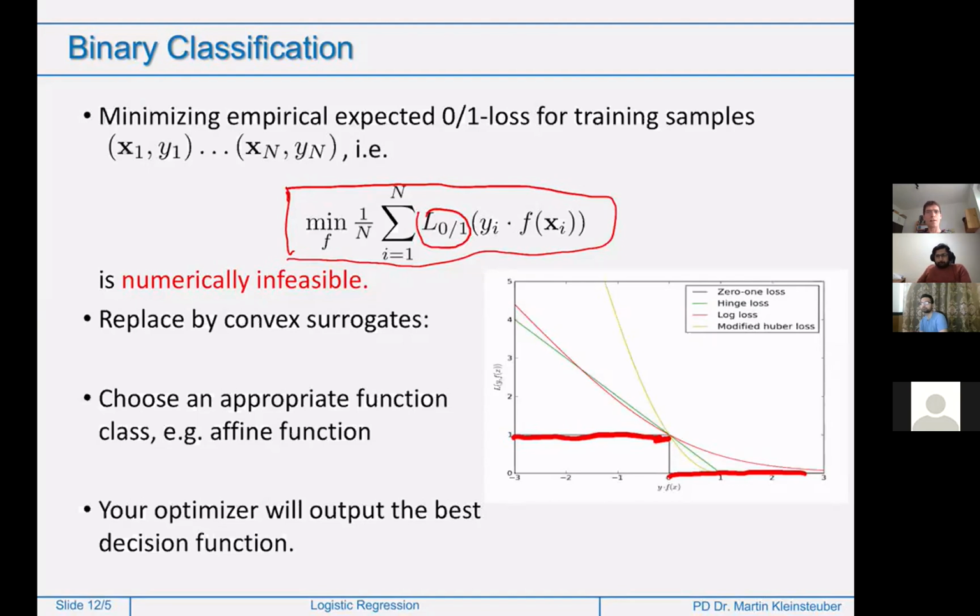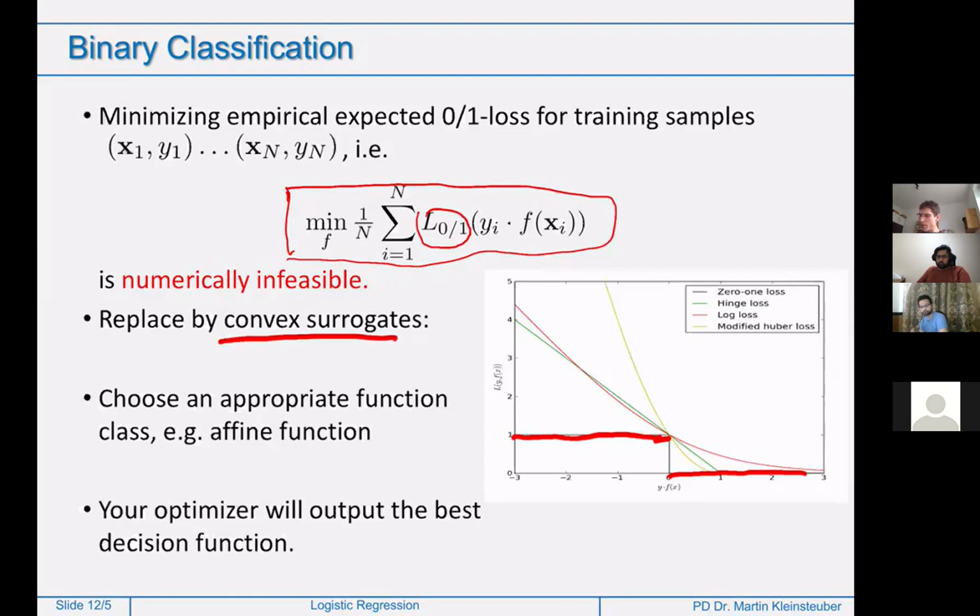So that's the idea. And one way of looking at logistic regression is that there is a particular loss, the so-called log loss, that does the job of replacing the 0,1 loss with a convex function. So what we do is we replace the 0,1 loss by convex surrogates.